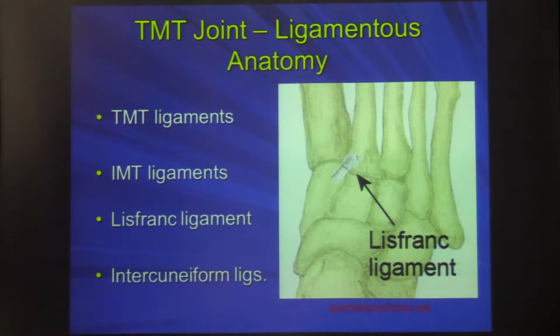There are a number of ligaments I'm showing you here. This is just a depiction of the Lisfranc ligament itself, which courses from the medial cuneiform to the base of the second metatarsal. There are ligaments that course between the bases of the lesser metatarsals, second, third, third, fourth, fourth, fifth, the intermetatarsal ligaments, but there is no intermetatarsal ligament that courses between the first and second metatarsal, hence the value of the Lisfranc ligament and the importance in stability.